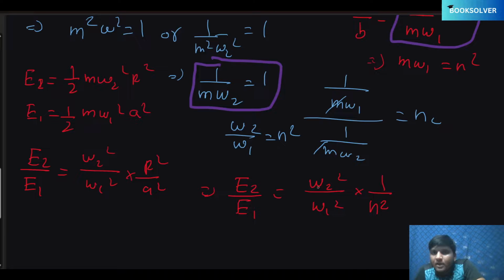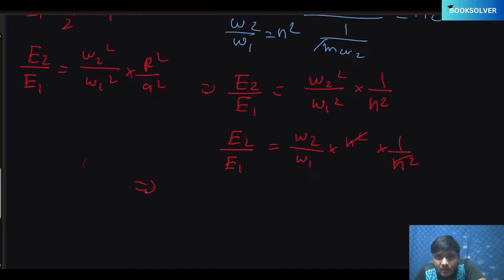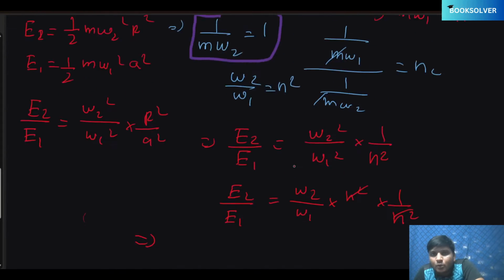And also we know that omega 2 by omega 1 is equal to n square. So let's write it in a proper way: E2 by E1 should be equal to omega 2 by omega 1 into omega 2 by omega 1 into 1 by n square. And we know that one of these factors is equal to n square, so we can erase this part and write n square here. So n square gets cancelled, and we get that E2 by E1 is equal to omega 2 by omega 1.